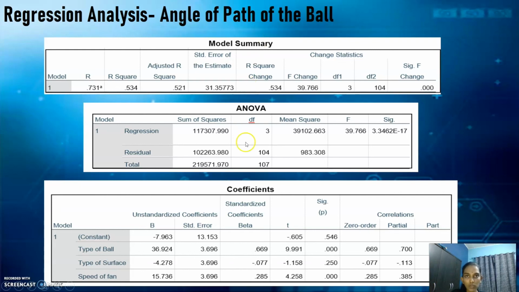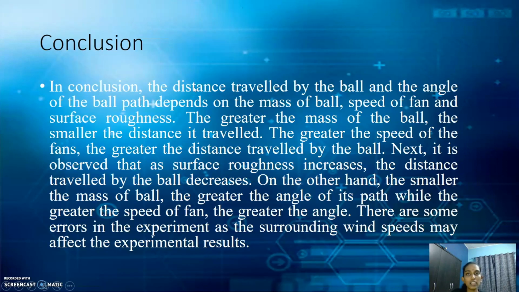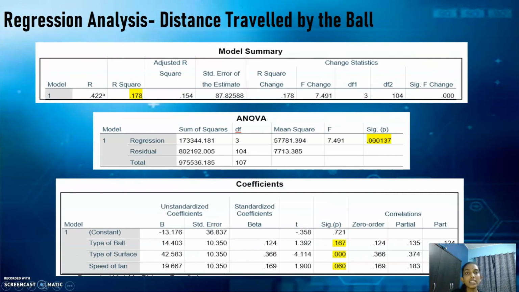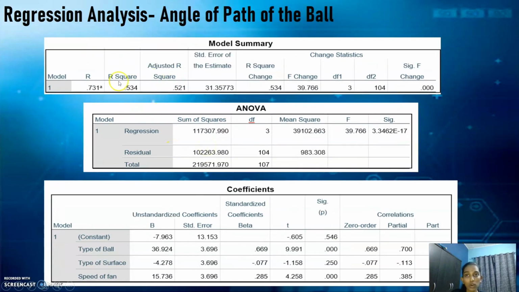If we look at the overall regression analysis for the angle of the path, this is quite good compared to the distance traveled by the ball, where the r squared value is also higher, the significance is almost 0 or very small, and there are 2 significant independent variables. So that's all for the regression analysis part.